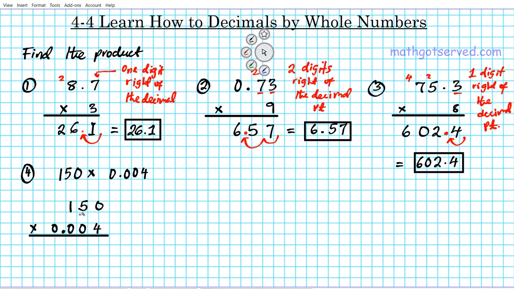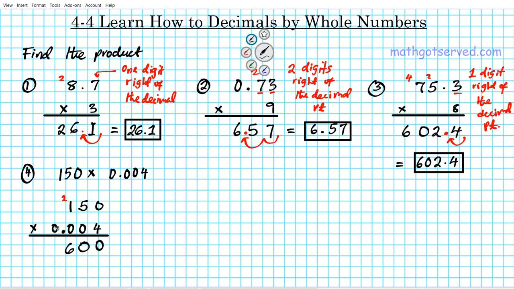So we're just going to multiply 150 by 4 since these are zeros, and when you multiply any number by 0, you just get 0. Okay, 4 times 0 is 0. 4 times 5 is 20. Put down 0, carry over the 2. 4 times 1 is 4, plus 2 is 6. Okay, if there are no decimal points, our answer will be 600, but there are decimal points here.